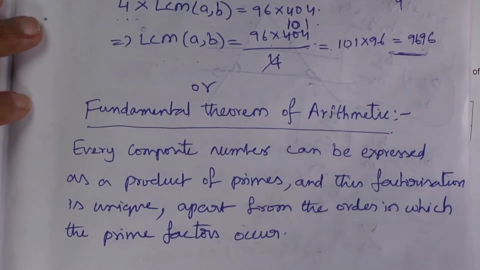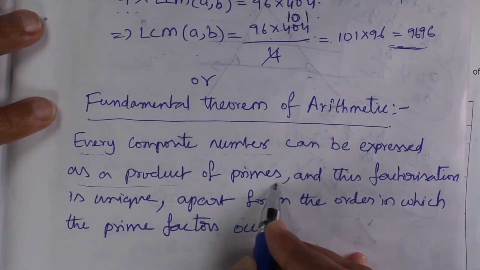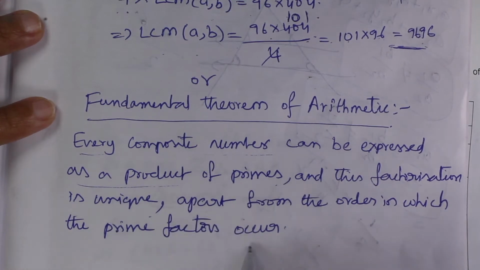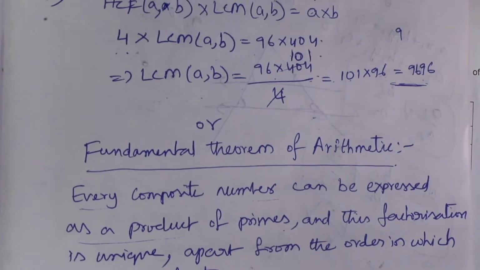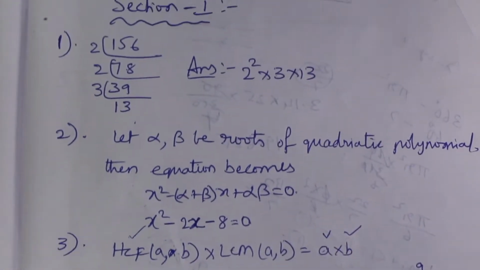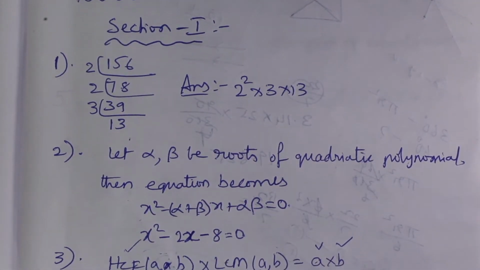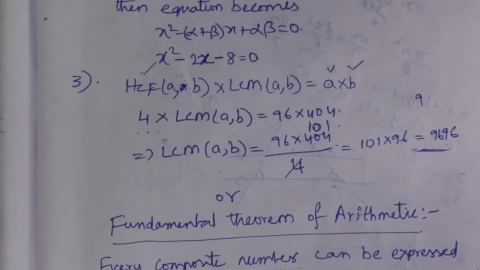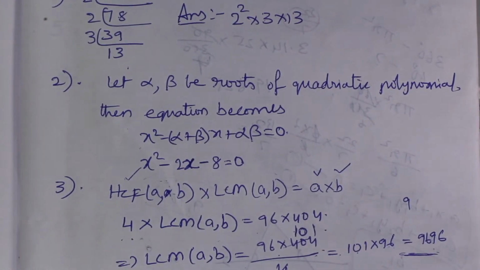Every composite number can be expressed as a product of primes, and this factorization is unique apart from the order in which the prime factors occur. So he is saying that every composite number can be expressed as a product of primes. For example, in the first question we have expressed 156 as a product of primes, and this will be unique for each composite number. That's what he is trying to say in this theorem. Hope this is clear for you. Let's move to the next question.